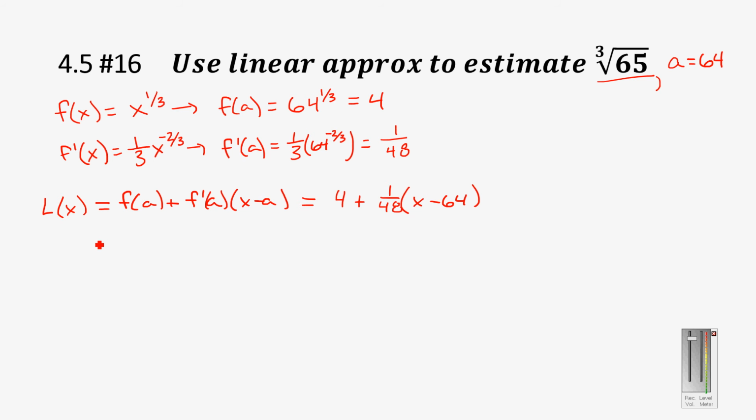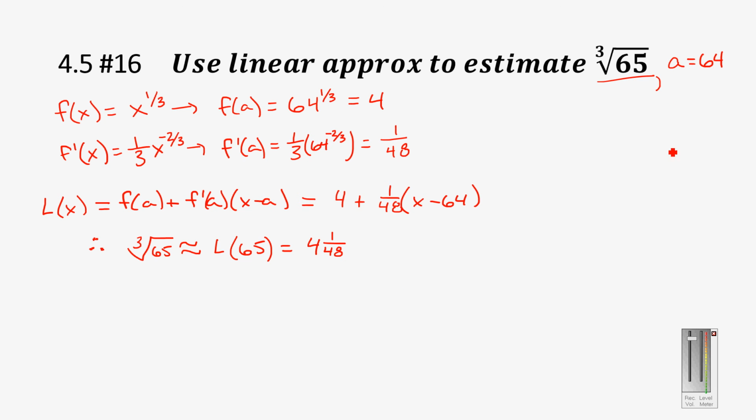So based upon that, I can say therefore, the cube root of 65 is approximately equal to L of 65. This works out kind of nice, right? Because what we get is 65 minus 64, which is 1, times 1 over 48. So it really becomes 4 plus 1 over 48, or 4 and 1/48.